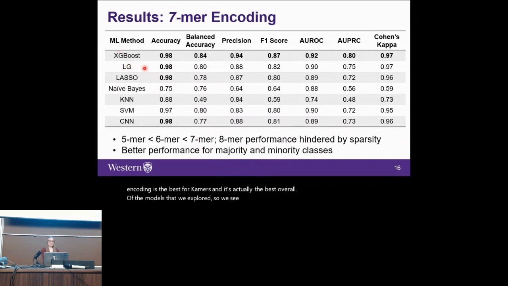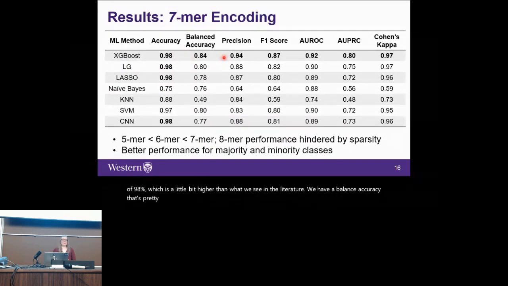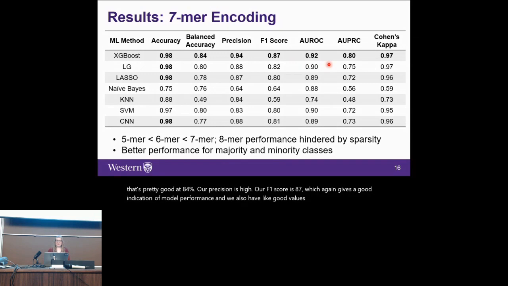So we see that XGBoost across the board outperforms the other machine learning models. It achieves accuracy of 98%, which is a little bit higher than what we see in the literature. We have a balanced accuracy that's pretty good at 84%. Our precision is high. Our F1 score is 87, which again gives a good indication of model performance. And we also have good values for AUROC and AUPRC. So it basically shows that it's performing well on majority and minority classes.